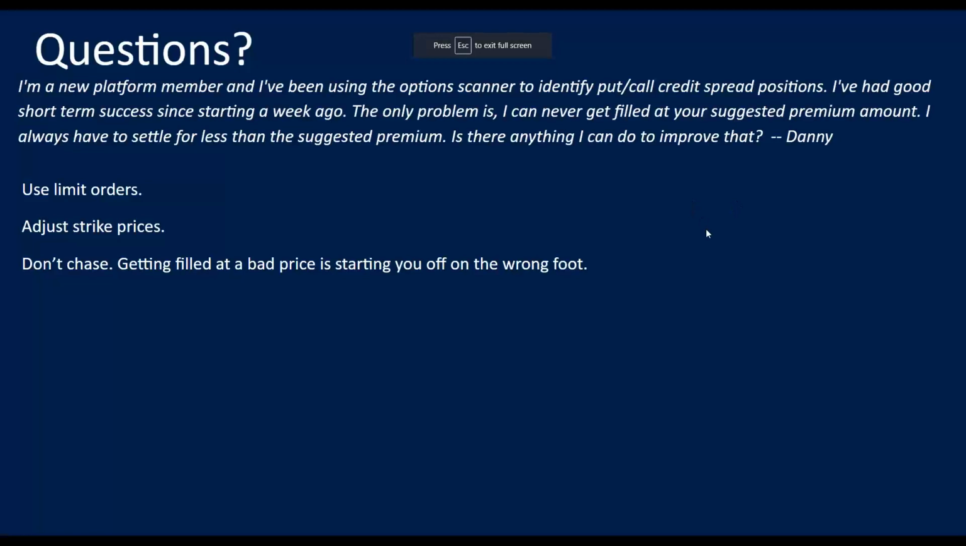All right, so this question was from Danny. He said, I'm a new member and I've been using the option screener to identify put call spread positions. Had good short-term success. The problem is I've never filled at our suggested premium amount.